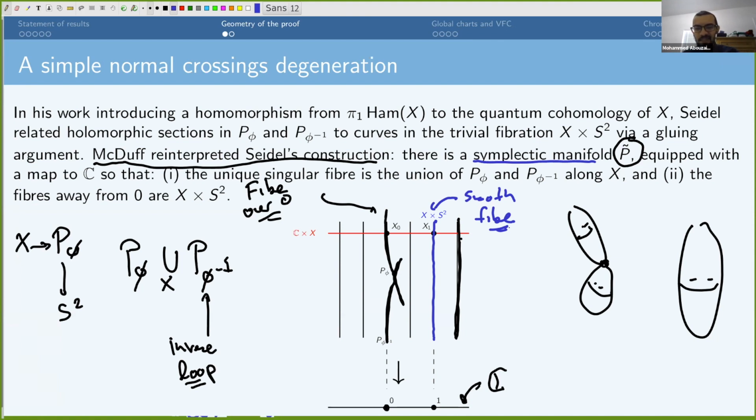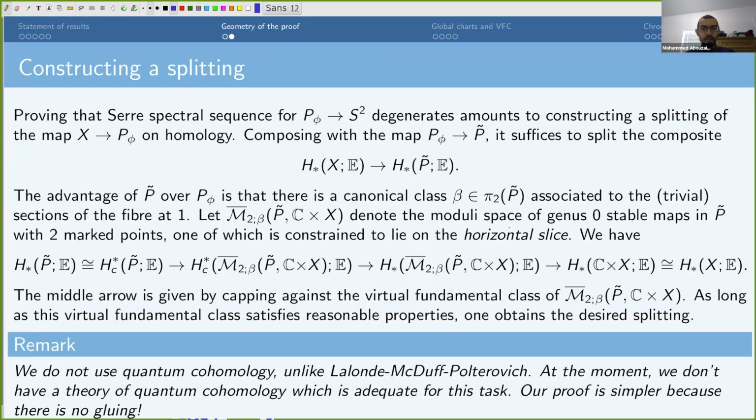But we don't quite have all those tools yet. We don't quite have quantum cohomology yet. Instead, we're just going to use this total space. Okay, so that's how we're going to use it.